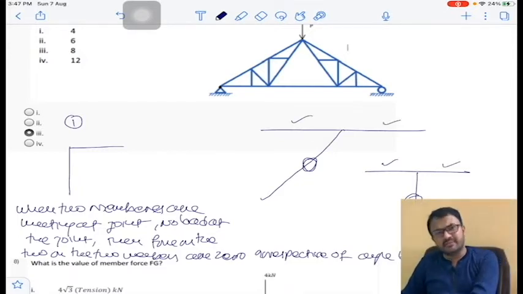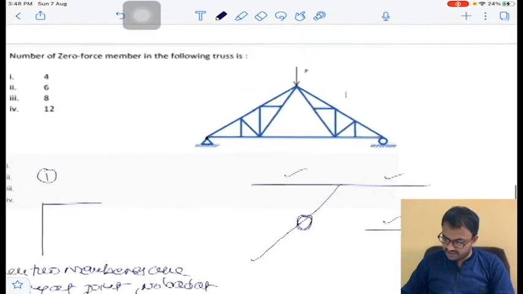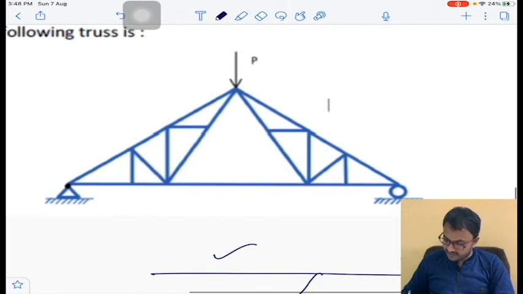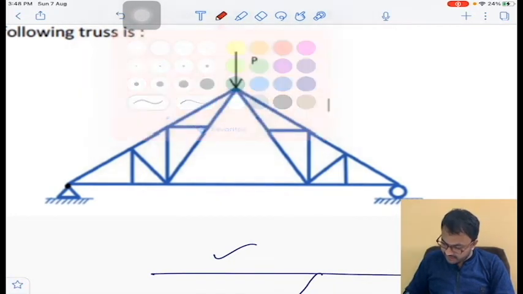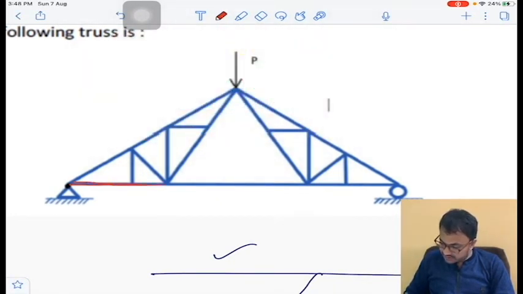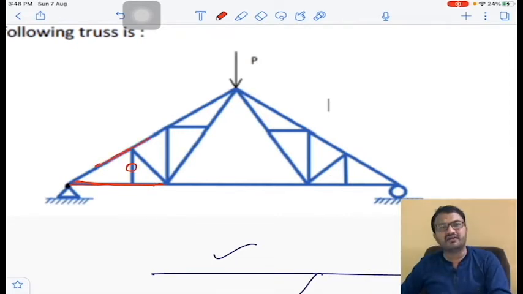So by using the second principle, we can say, for example, you can see here. I am zooming this picture. So you can see here, these are two members collinear. Force on this member will become 0. Clear? And when force on this member becomes 0, there is no member at all. So remove that member. And these two members are 0, then force on this member is 0. Clear? So here you can see there are two zero force members.